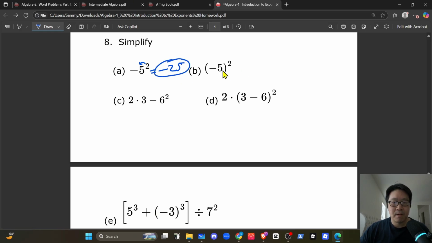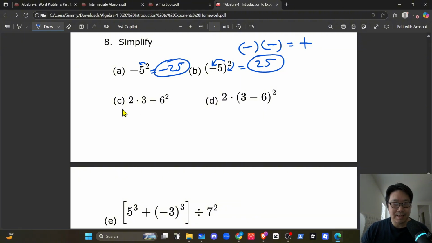Okay. In this one, the square applies to both the negative and the 5. So when you have two negatives, that gives you a positive, right? Anytime you have an even exponent and you're applying that exponent to a negative, you're always going to get a positive. So it's going to be positive 25.